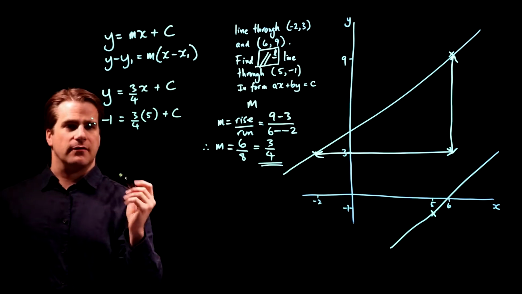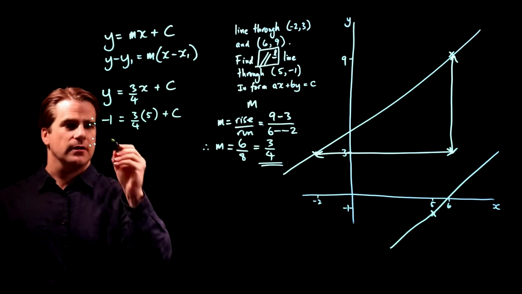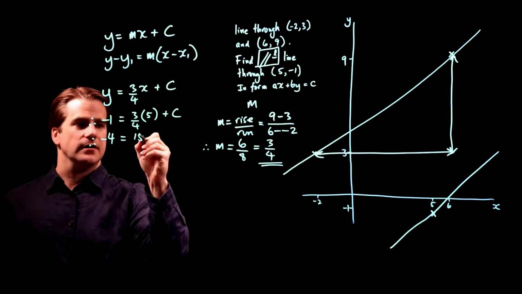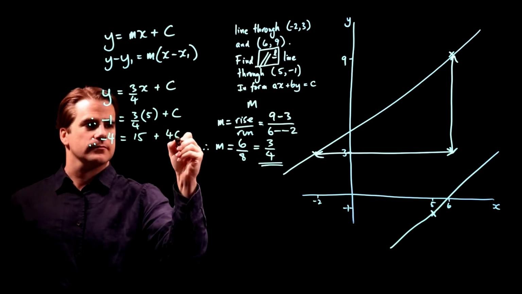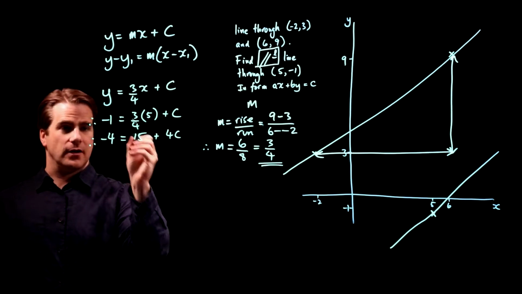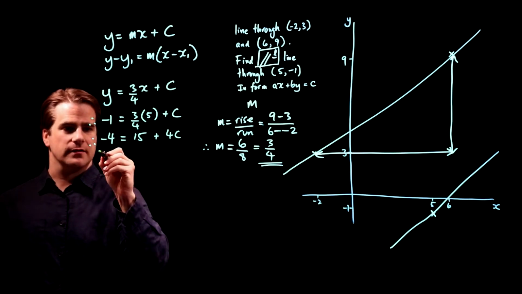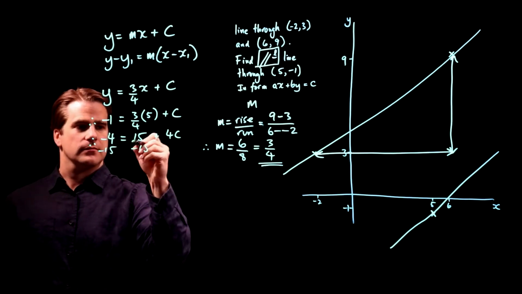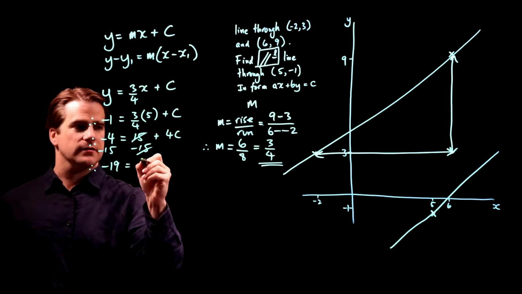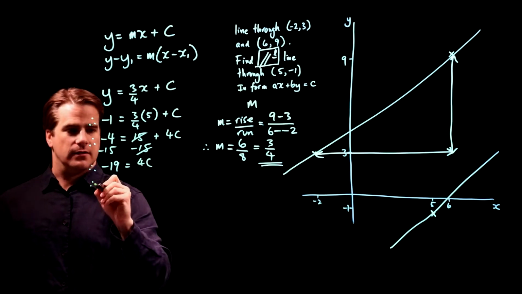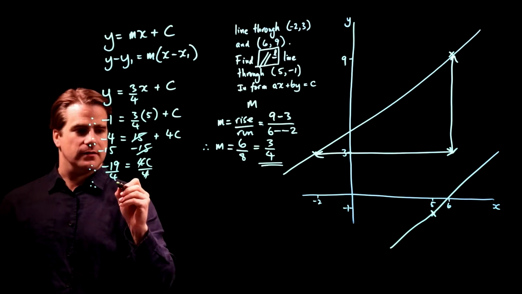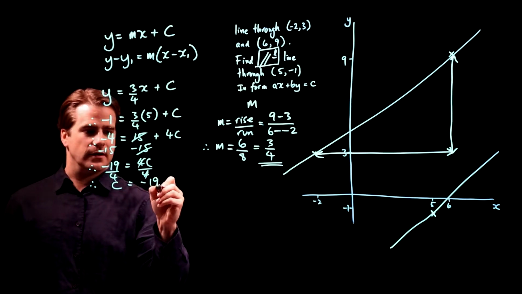So let's multiply everything by 4 to get the 4 off the bottom. So therefore -4 is 3 times 5, which is 15, plus 4c. Let's bring the 15 over here, so subtract 15 from both sides. So therefore we get -4 minus 15, which is -19, equals 4c. Divide both sides by 4 and we get c is -19 over 4.